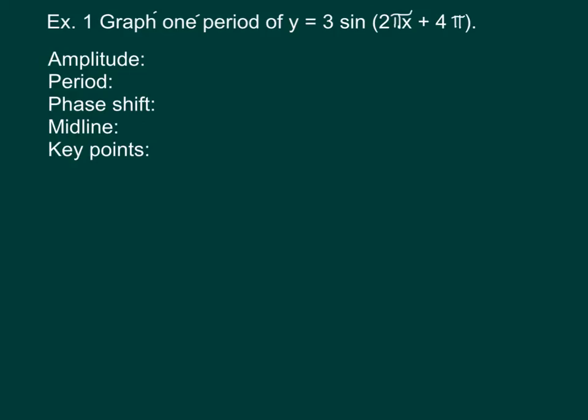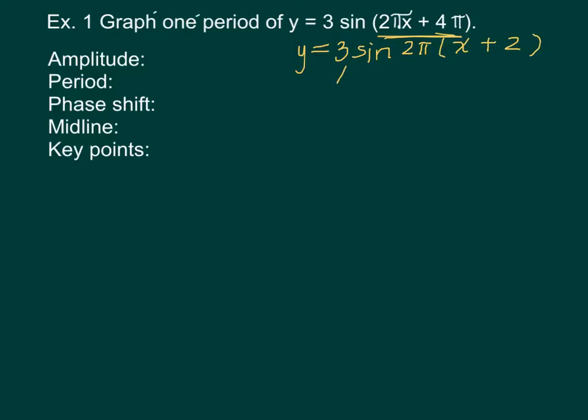In example 1, we're going to graph 1 period. 1 period means that there are going to be 5 critical points. The first thing I do is rewrite this in the correct form because you want x by itself. So I'm going to factor out a 2 pi, which is like distributing backwards. And that's going to leave me with x plus 2. So just make sure when you distribute, you get back what you started with.